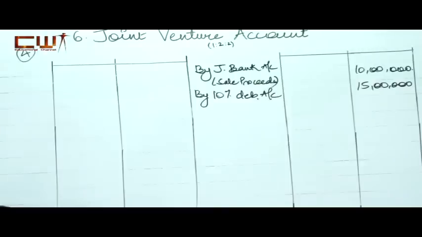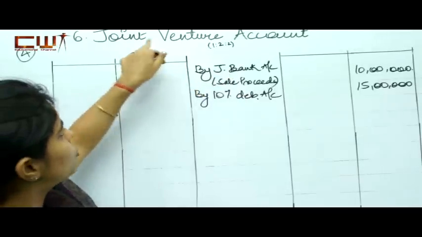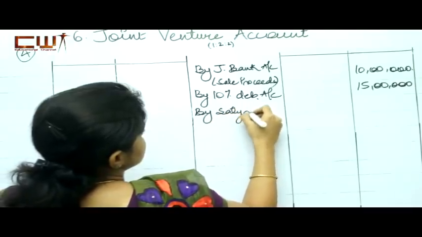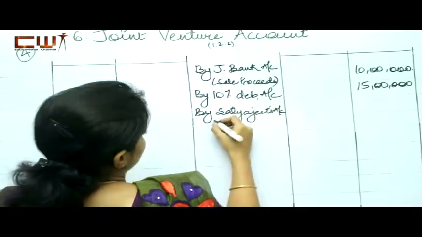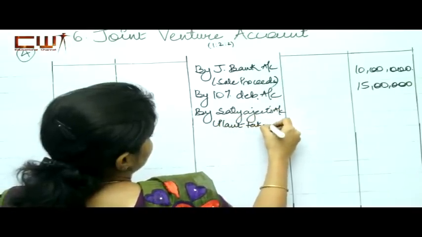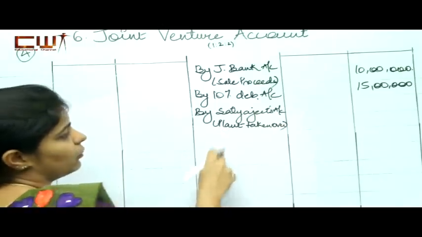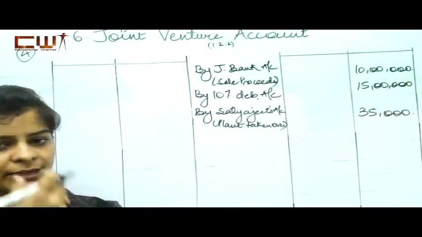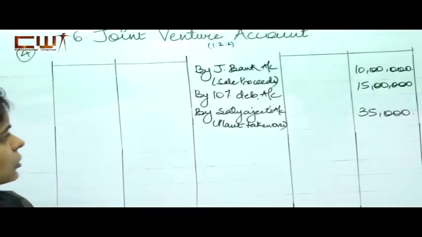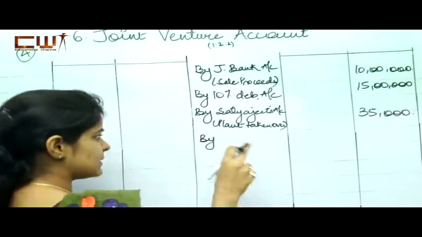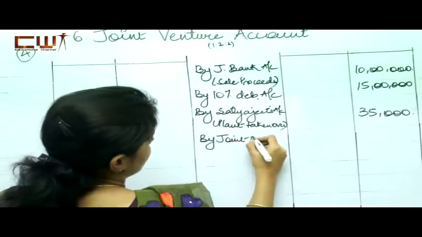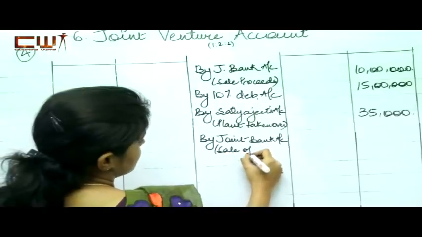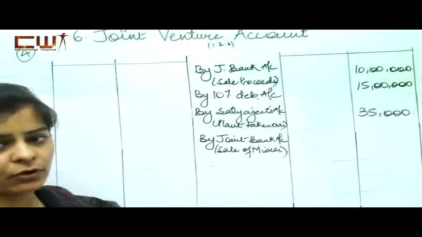Next is Satyajit's account. See, the plant is taken over by Satyajit. If we would have sold it, we would have written joint bank account to joint venture. Instead, we have given it to Satyajit, so his account will be debited. Please write plant taken over. Don't forget to write in the bracket why you are debiting or crediting anybody's personal account, for 35,000. Next is joint bank account. You are selling the mixer, nobody is taking it, you're getting money out of it, so money is coming in. How much are you selling it for? 22,000.